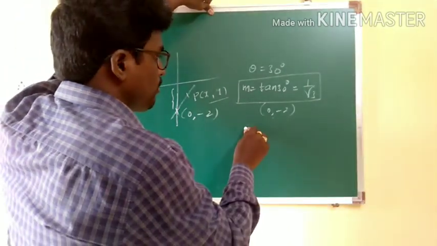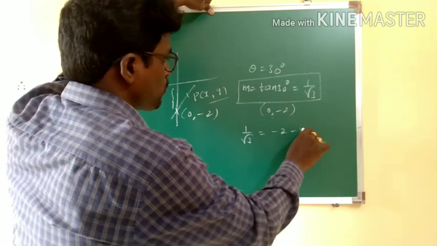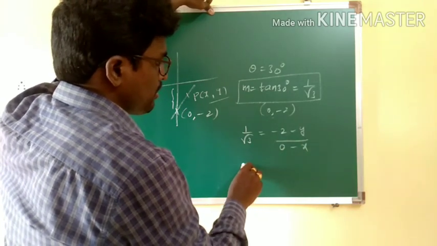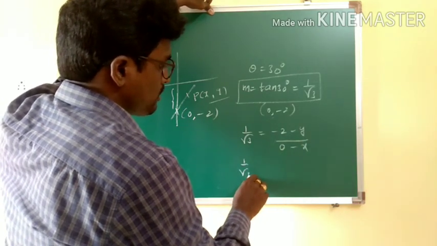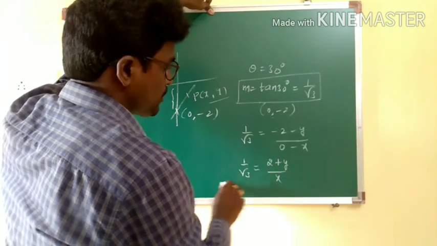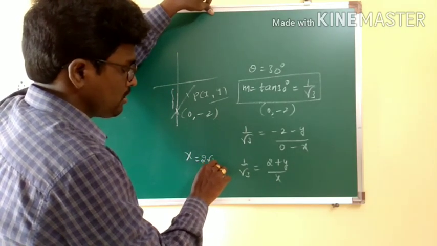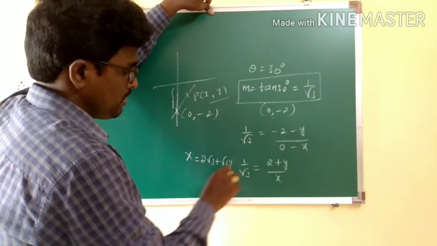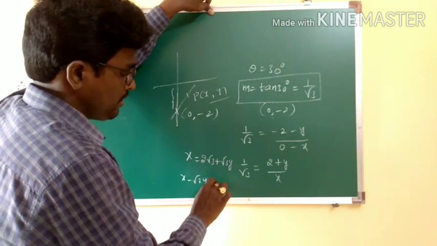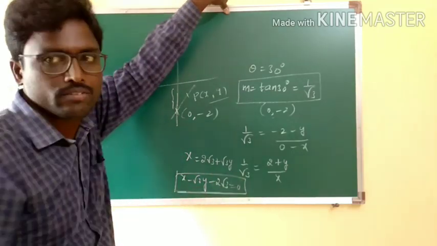Therefore, what will you do? You will equate 1 by root 3 is equal to (-2 minus y) by (0 minus x). So 1 by root 3 is equal to (2 plus y) by x. Go for cross product. x is equal to 2 root 3 plus root 3y. Therefore, x minus root 3y minus 2 root 3 is equal to 0 as the line equation.